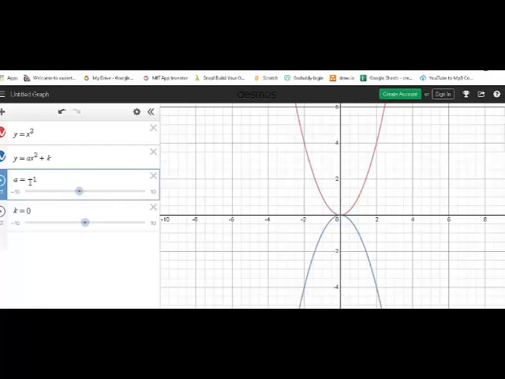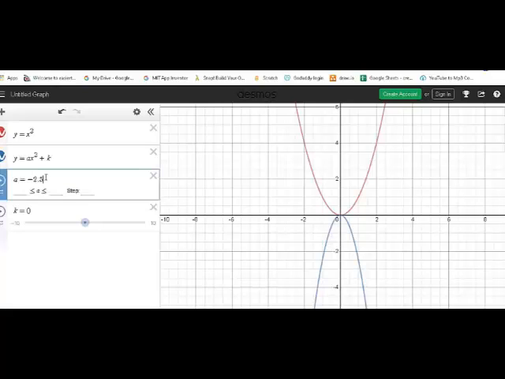So when a is negative 1, the graph of the base function y equals x squared is going to be reflected upon the x-axis. What will happen if a becomes less than negative 1, meaning the slider goes to the left? You can see that the graph is still going to be stretched vertically and compressed horizontally, although it has been reflected because of its negative value.